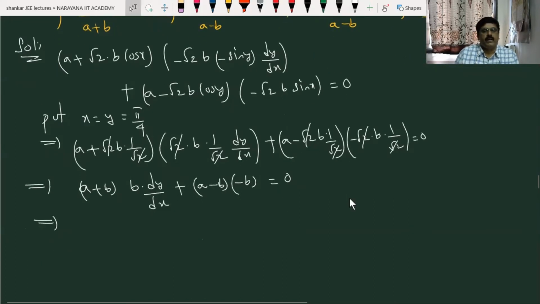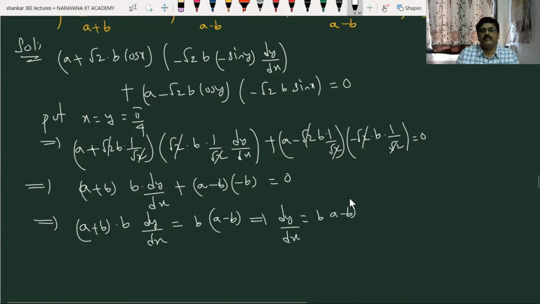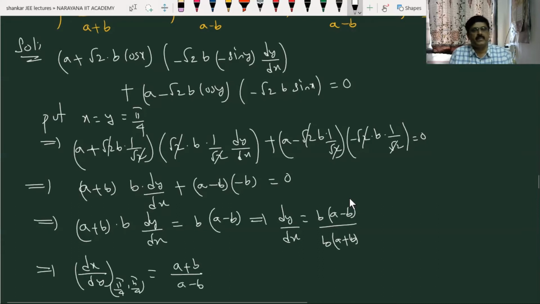Therefore, a plus b into dy by dx is equal to b of a minus b. That implies dy by dx is equal to b of a minus b upon b of a plus b. But your question is dx by dy at pi by 4 comma pi by 4. Already I kept x is equal to pi by 4 and y is equal to pi by 4. So answer will be a plus b upon a minus b, students.